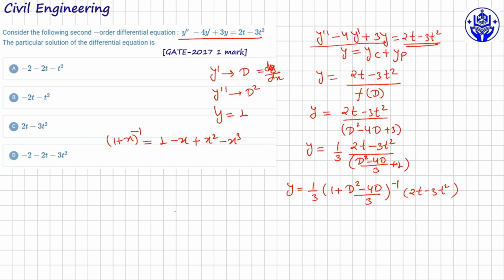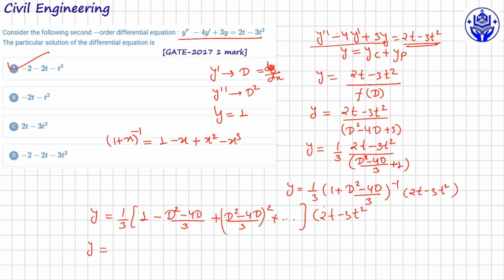Now just use it, y equals 1 by 3. If I write this, it is 1 minus d square minus 4d upon 3, plus d square minus 4d upon 3 whole square, and so on up to the higher order, multiplied by 2t minus 3t square. If I solve this, I will get the answer.